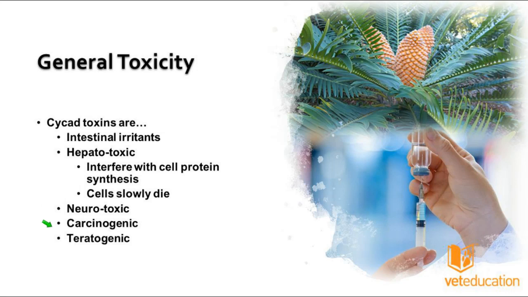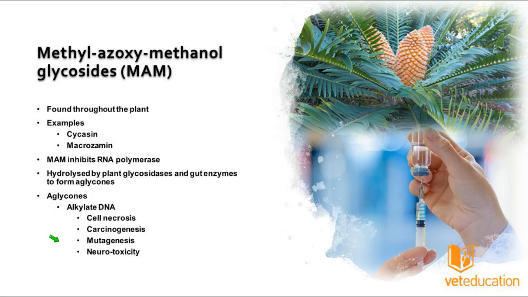These toxins can be carcinogenic as well, and they may in fact be teratogenic if they are consumed within the gestation period of a dam, for example. Broadly categorized, there are 2 big groups of toxins, the methylazoxymethanol glycosides, or MAM for short. These are found throughout the plant, in the leaves, in the seeds, and in the roots as well. A couple of examples that you may read of are cycasin and macrozamin.